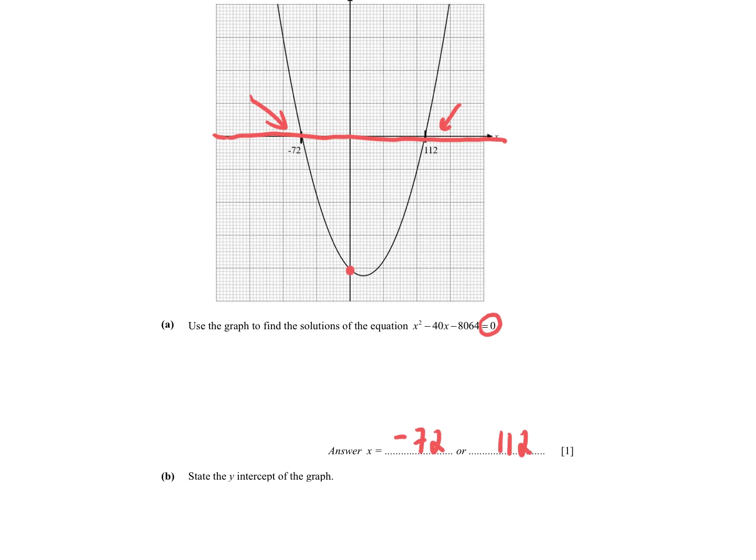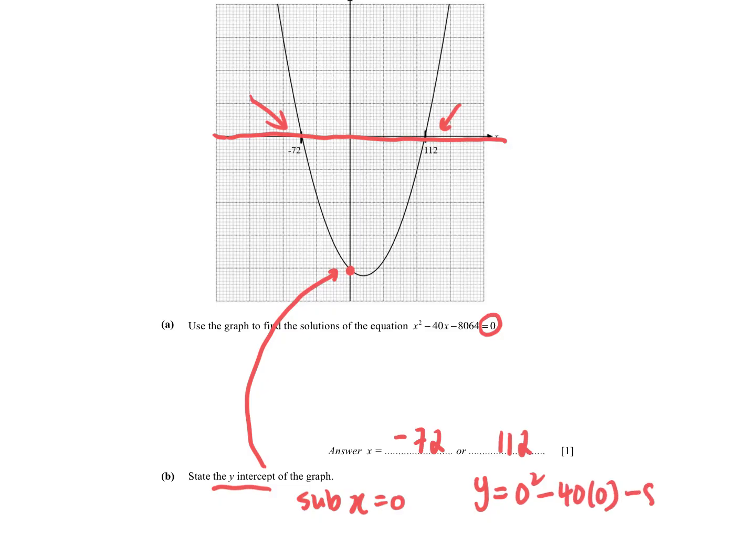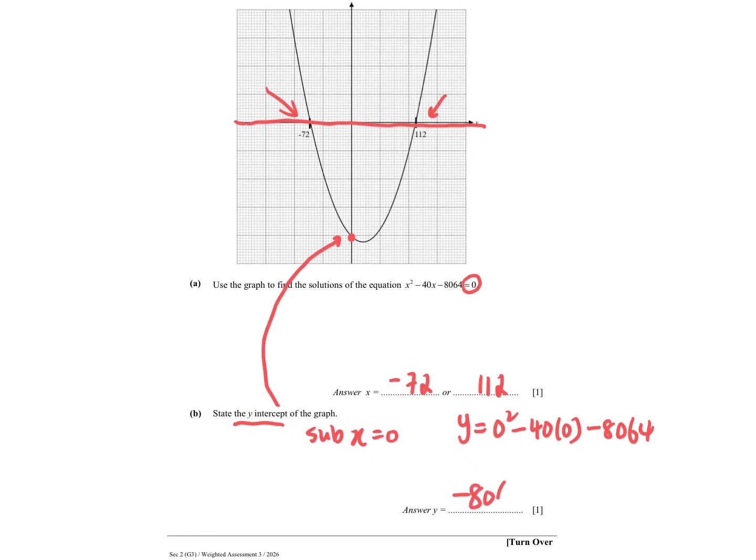How to get y-intercept? This is y-intercept. So you need to sub x as 0. So put x as 0 into the equation. You will get answer as minus 8064. That's all. This question is super easy. Y'all think too much. This is my y-intercept. These two are my x-intercept. This is when y is 0.